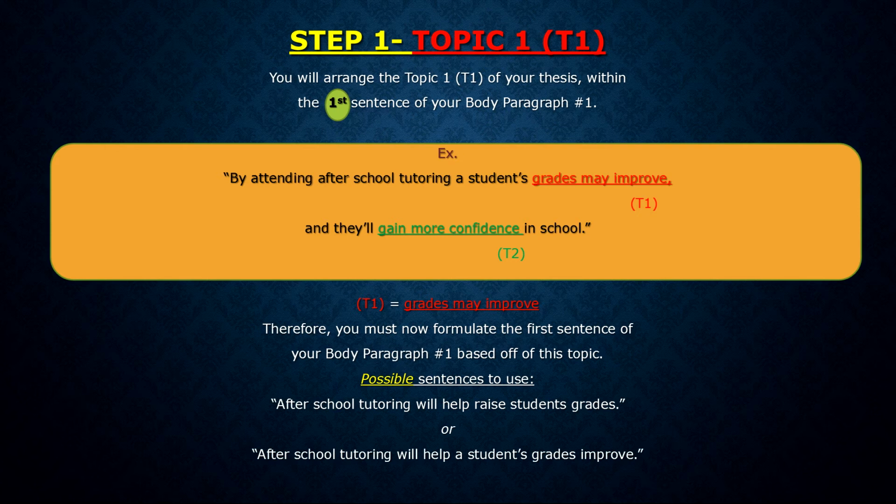The following are some possible sentences to use. After-school tutoring will help raise student grades, or after-school tutoring will help a student's grades improve. For the purpose of our essay, I've gone ahead and chosen after-school tutoring will help raise students' grades. Both of them are appropriate. However, I've gone ahead and picked the first one, which we will implement in our essay.